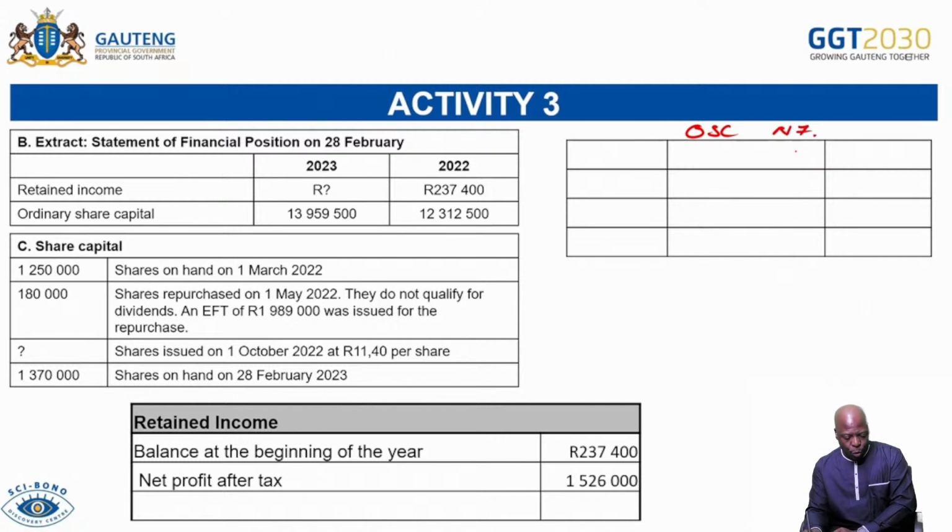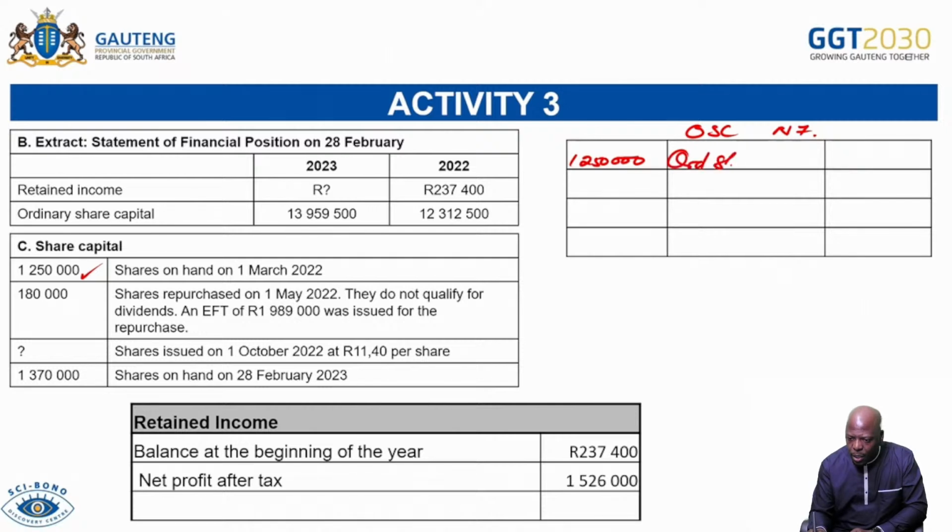So where do I start? I write what I'm given. So already I know my shares at the beginning, that's 1,250,000. So I have 1,250,000 shares. This is ordinary shares at the beginning. And how much is that? 12,312,500, like that. That's simple.